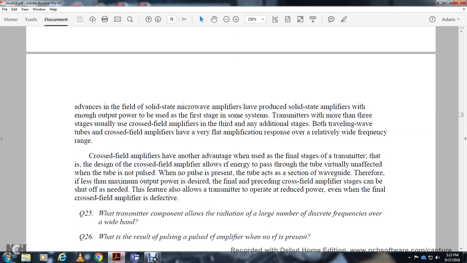Cross-field amplifiers have another advantage when used in the final stage of the transmitter. The design of the cross-field amplifier allows the radio frequency energy to pass through the tube virtually unaffected when the tube is not pulsed, so the tube acts like a section of waveguide. Therefore, unless maximum output power is desired, the final and preceding cross-field amplifier stages can be shut off. This feature also allows the transmitter to operate at reduced power even when the final cross-field amplifier is defective.